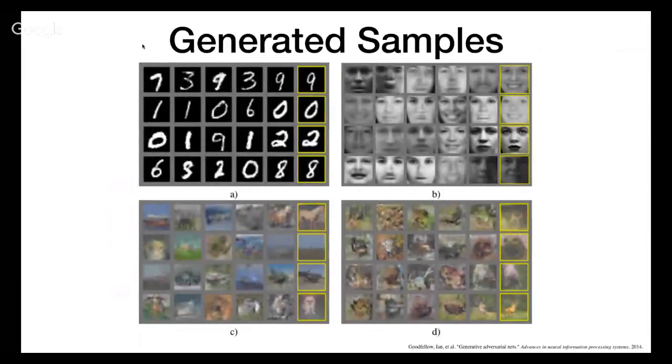Sorry, the generated images are the ones not in yellow? Correct. The yellow are from the real data set, the closest images that match from the real data set, like each row.